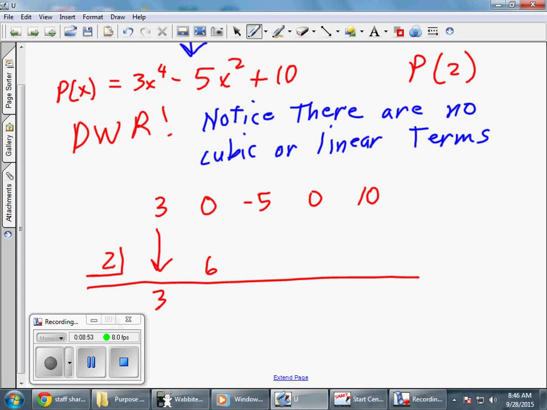3, 6, and you still add. And you still multiply by 2: 6, 12, 7, 14, 14, 28, 38. All the same, but you still have to account for these positions here.